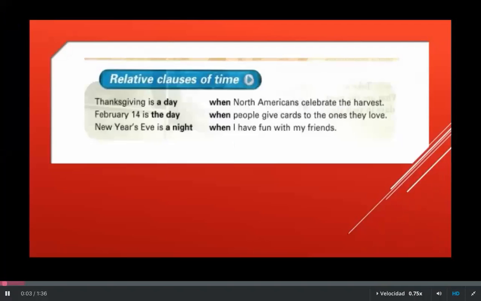Relative clauses of time. Thanksgiving is a day when North Americans celebrate the harvest. February 14th is the day when people give cards to the ones they love. New Year's Eve is a night when I have fun with my friends.